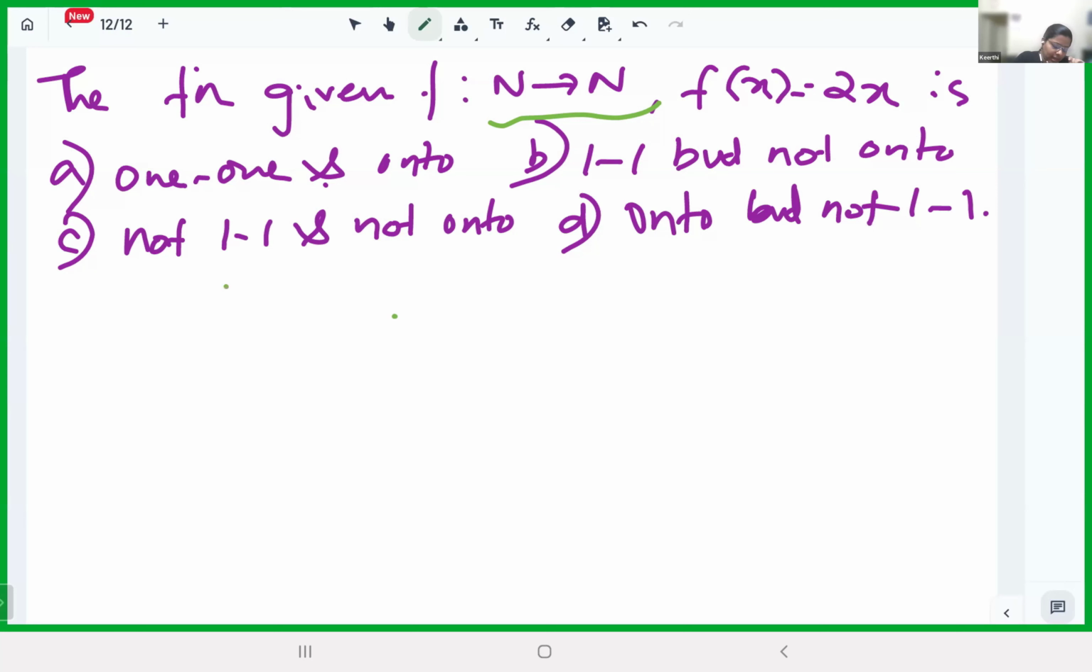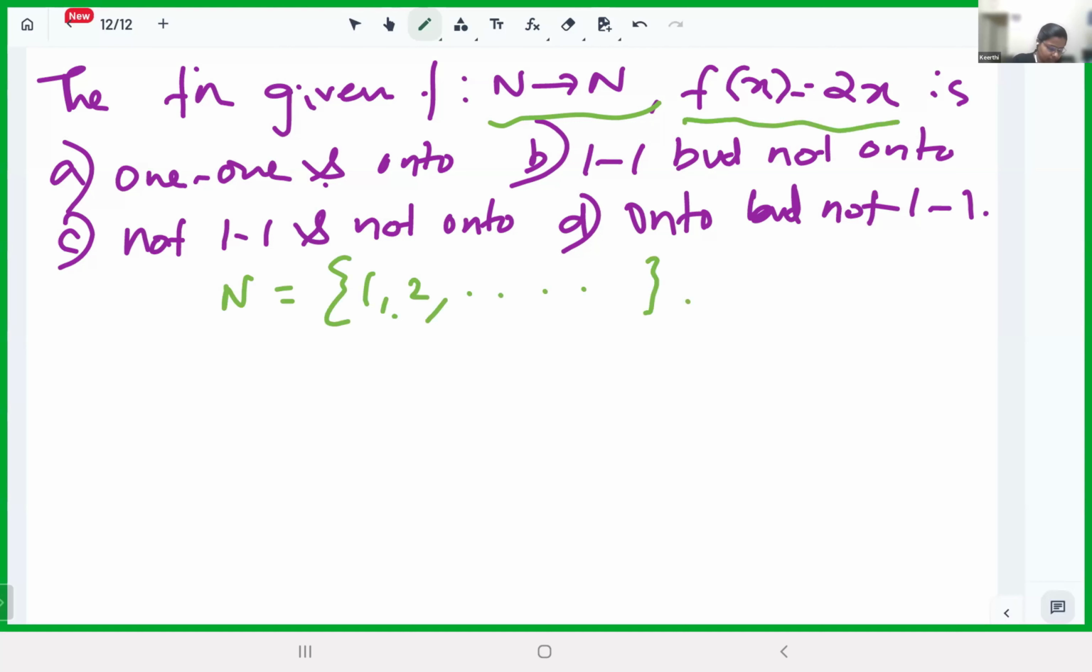And what do you mean by N? N is nothing but 1, 2, 3. It starts with 1 and goes up to infinity. So this is the set of natural numbers. It doesn't have the element 0, right? So on this, you have defined the function f of x is equal to 2x, and they are asking whether this function is 1, 1 or onto.